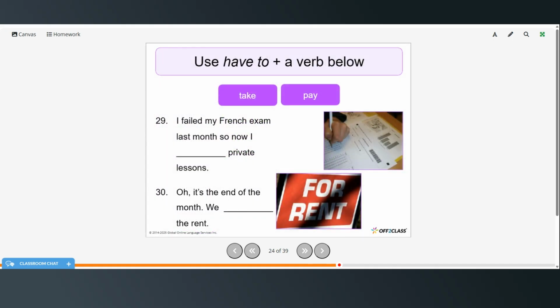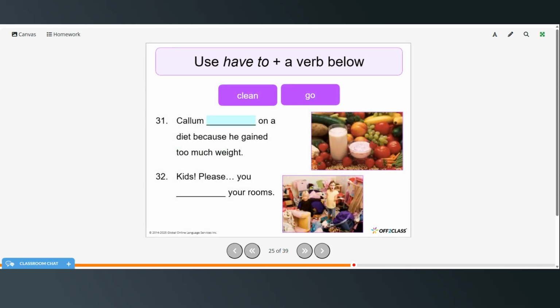So now you're going to use have to plus one of the verbs to complete the sentences. I failed my French exam last month, so now I have to take private lessons. Oh, it's the end of the month. We have to pay the rent. Callum has to go on a diet because he gained too much weight. Kids, please, you have to clean your rooms.